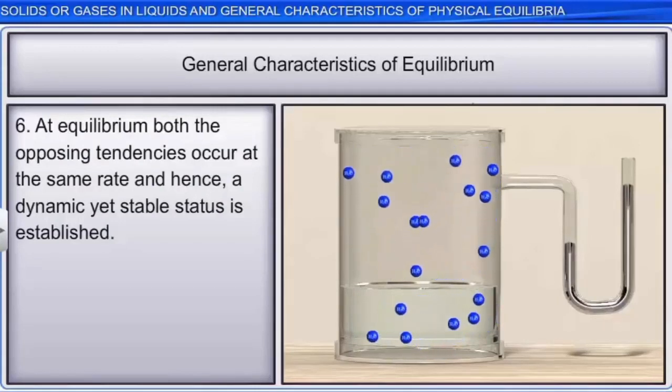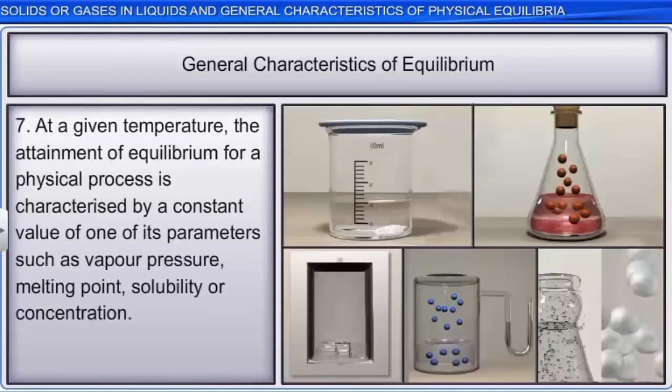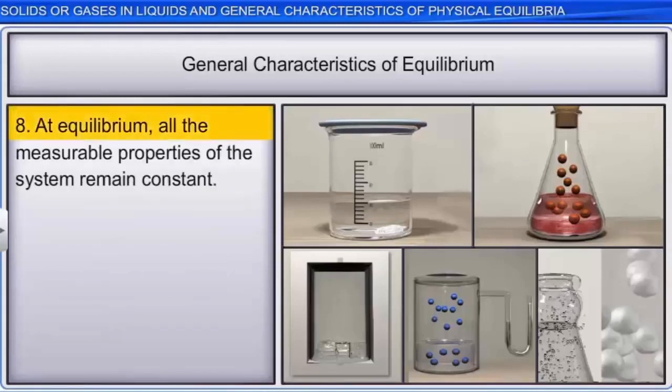At a given temperature, the attainment of equilibrium for a physical process is characterized by a constant value of one of its parameters, such as vapor pressure, melting point, solubility or concentration. For example, during equilibrium between liquid and gaseous water molecules, the vapor pressure of water remains constant at a given temperature. At equilibrium, all the measurable properties of the system remain constant. For example, for the solubility of solids in liquids, the solubility remains constant at a given temperature.